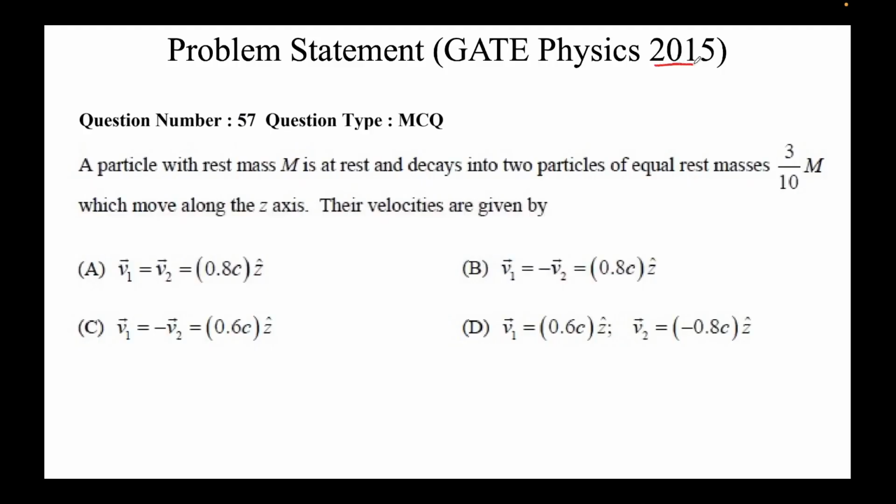The problem statement from GATE Physics 2015 reads as follows. A particle with rest mass m is at rest and decays into two particles of equal rest masses 3 by 10 m, which move along the z-axis. Their velocities are given by.